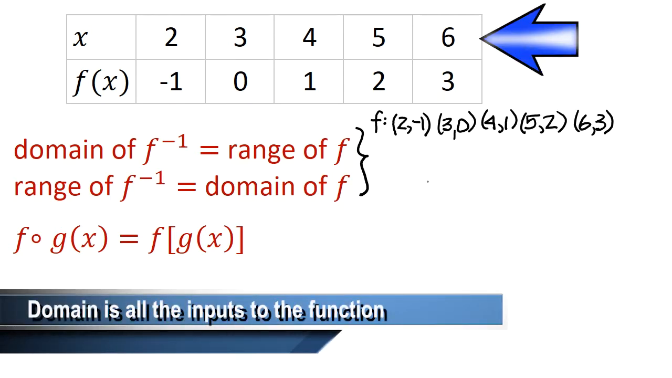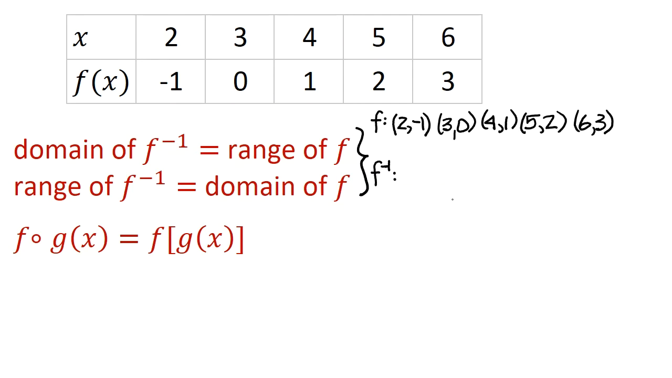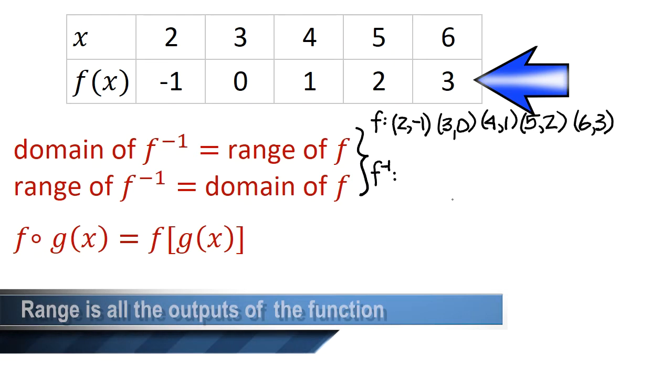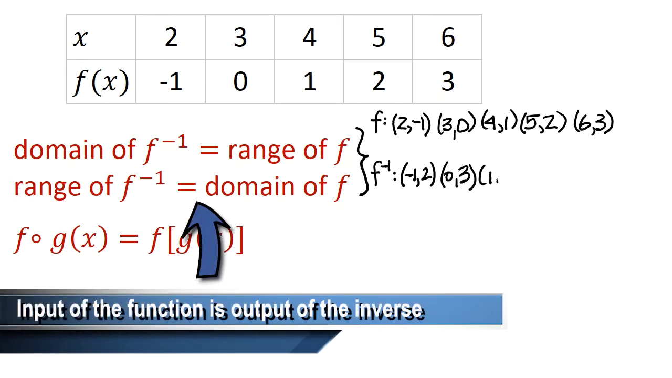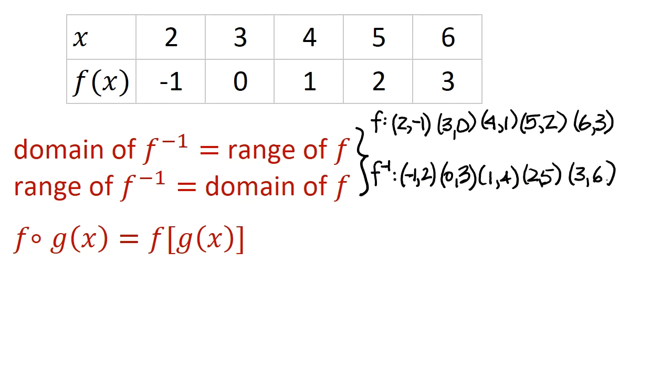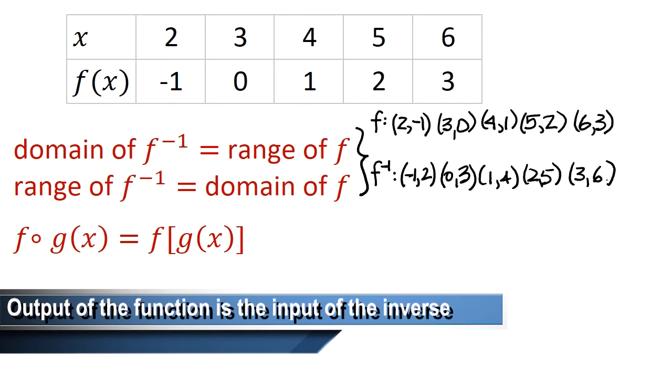So if I want to write down the inverse of f, I know the domain of f is 2, 3, 4, 5, and 6, and the range of f is -1, 0, 1, 2, 3. So if I flip the order of these, I will get the inverse function. -1, 2 is the first point of the inverse function. 0, 3, 1, 4, 2, 5, and 3, 6. So I now have a set of points in f and a set of points in its inverse. And that's all the information I have been given.